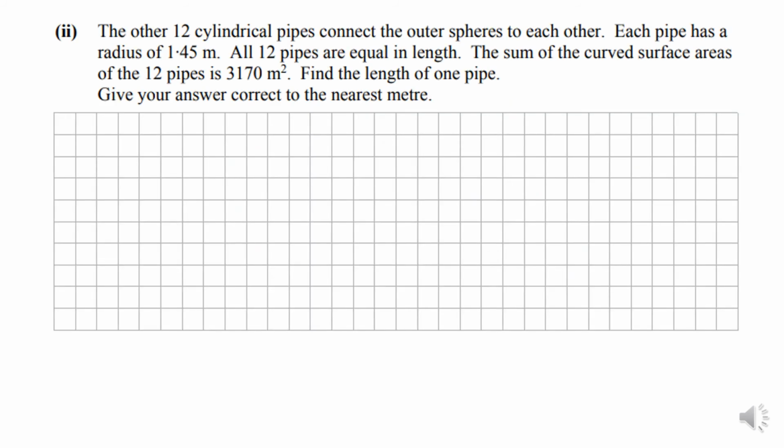Right, another part. The other 12 cylindrical pipes connect the outer spheres to each other. Each pipe has a radius of 1.45 meters. All 12 pipes are equal in length. The sum of the curved surface areas of the 12 pipes is 3,170 meters squared. Find the length of one pipe. Give your answer correct to the nearest meter.